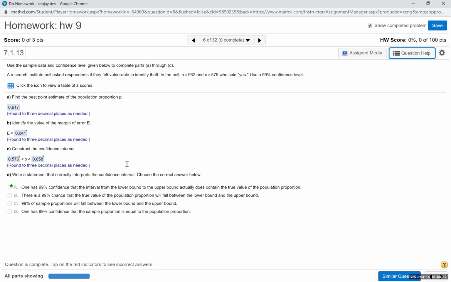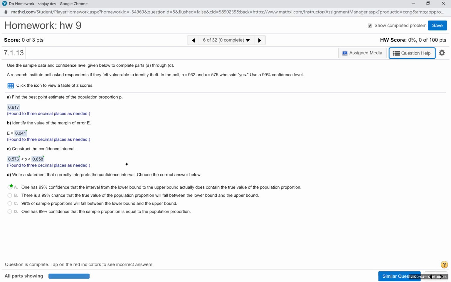If you look at letter A, it says 1-PropZInt, which stands for one proportion Z interval. That's what you want to hit enter on. Now when you hit enter, it asks for what is X, what is N, what is C level, and then it says calculate.